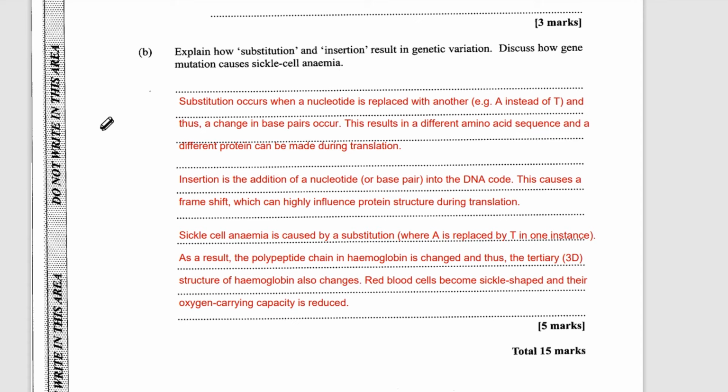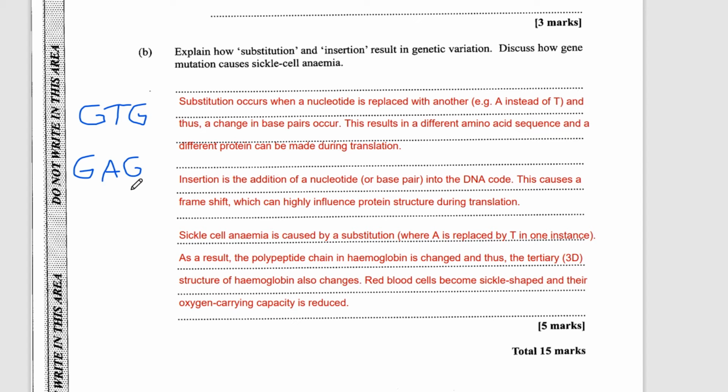Alright, so substitution is like if I have this set of nucleotides and one of these gets replaced. So let me say that this thymine gets replaced by an adenine. And instead of GTG, you end up with GAG. So that's a substitution or a point mutation, because this will basically form an entirely different amino acid.